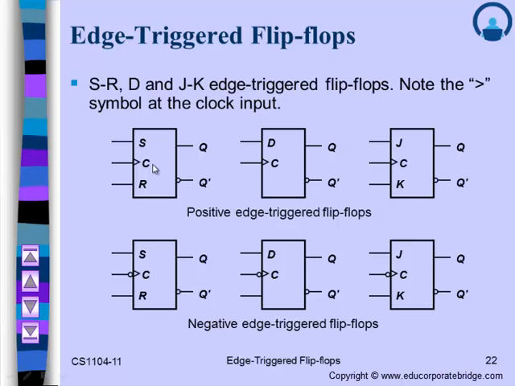Similarly, negative edge triggered flip-flops are those flip-flops which respond to the negative changes in the clock. That is, the output varies when the clock pulse changes from 1 to 0. The symbol for the negative edge triggered flip-flop is shown as follows: a greater sign with a bubble. This bubble indicates that the flip-flop is a negative edge triggered flip-flop.